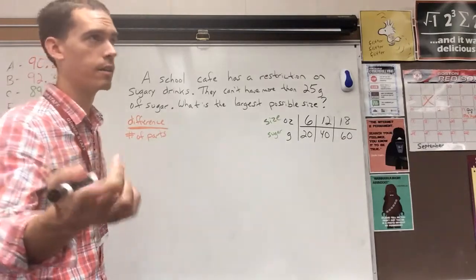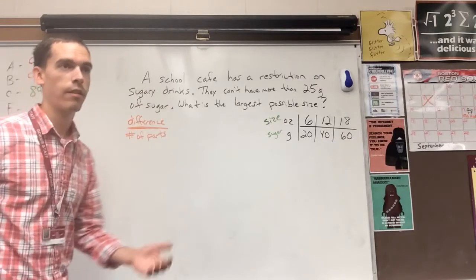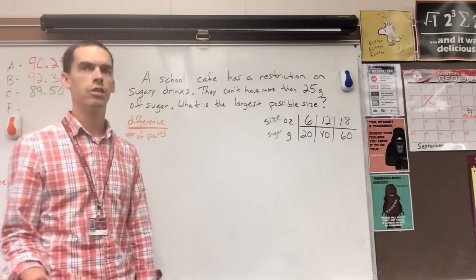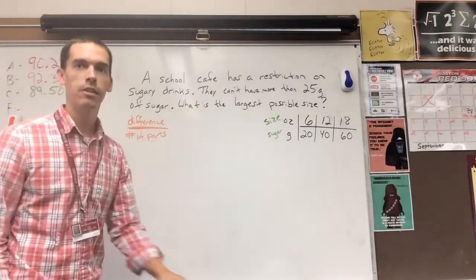Let's check out one of the ones that we talked about today in class. Example 4 using double number lines. A school cafe has a restriction on sugary drinks, and they can't have more than 25 grams of sugar in them. This is a state law in New York, but here in Massachusetts I believe it's 30 grams. So we'll check on that. What is the largest possible size the beverage can be?